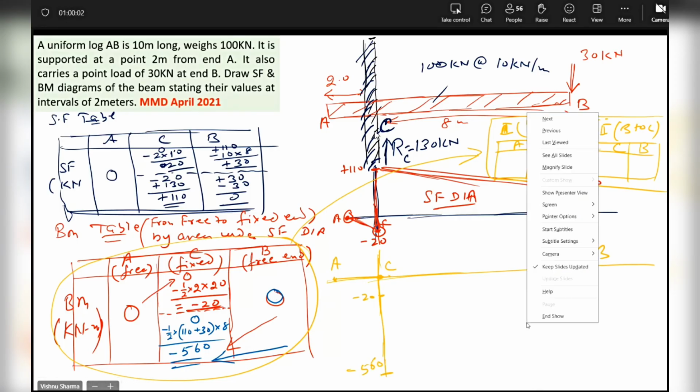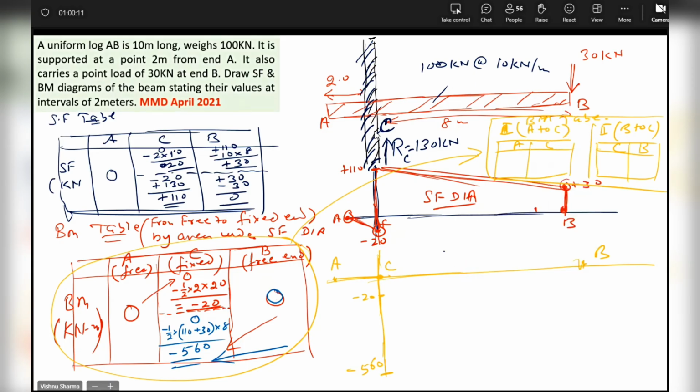Now, if I go from A to C, I'm going from vertex to base. So the bending moment diagram would be like this from A to C. If I go from B to C, I'm going from the smaller side of the trapezium to the bigger side, and this will be more like this. This will be the bending moment diagram out here.